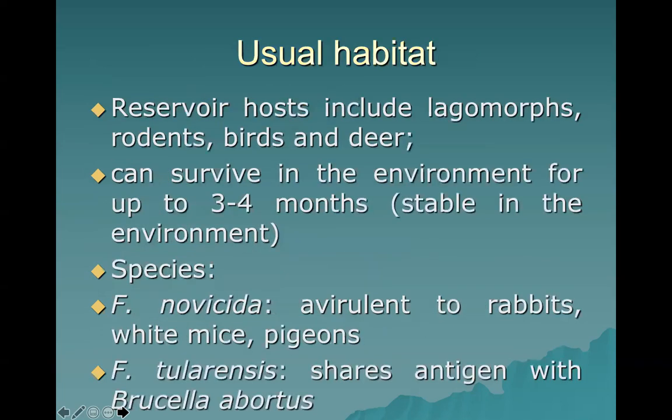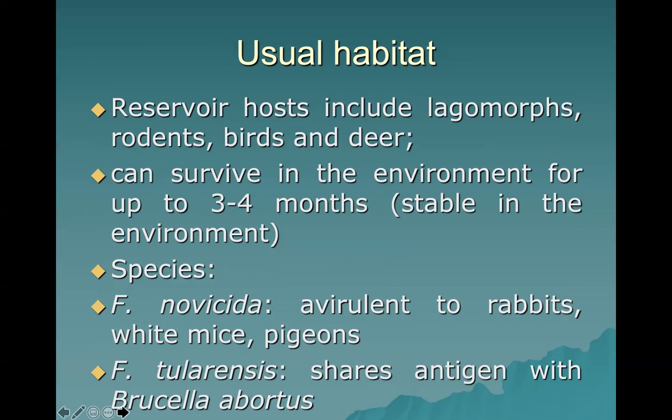The usual habitat of this genus Francisella. So there are reservoir hosts involved, and this includes lagomorphs, rodents, birds, and deer. The organism is known to survive in the environment for up to 3 to 4 months. So they are known to be stable in the environment.